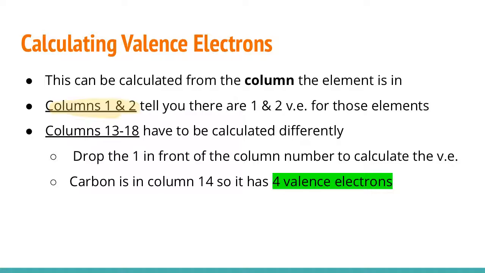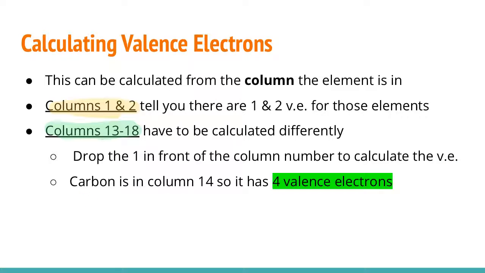So in this class, we're really just going to focus on columns 13 through 18, because these guys follow the rules. With columns 13 through 18, we have to calculate these a little bit differently. We're going to drop the 1 in front of the column number to calculate the valence electrons. That's VE here.